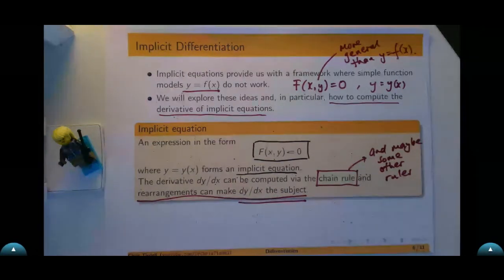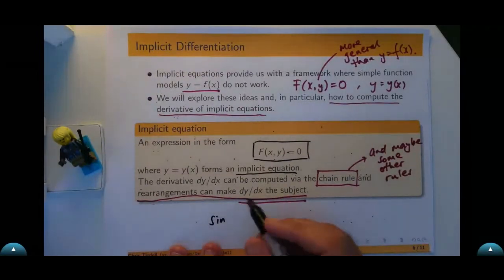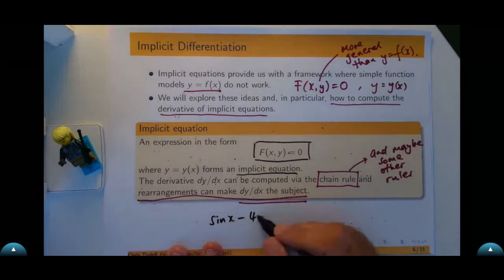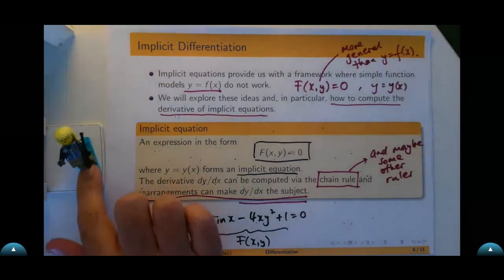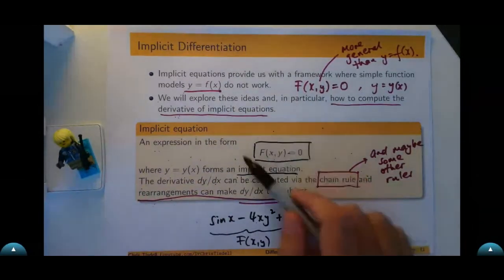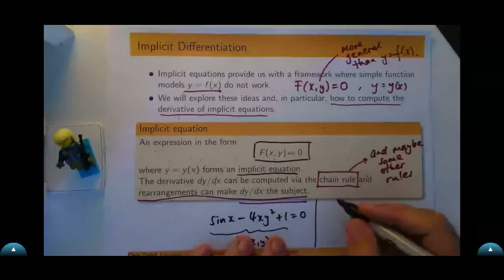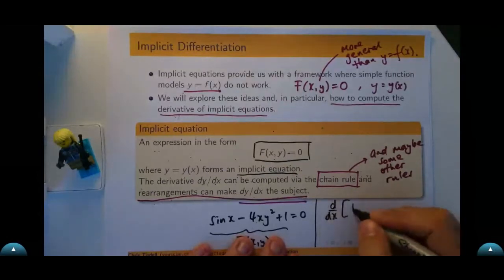I think most people learn by examples. So let's say I wanted to differentiate something like this: sine x minus 4xy squared plus 1 equals 0. That would be your implicit f of x, y in this case. So how do you differentiate it? Well, I'm glad you asked. The idea is you differentiate both sides.